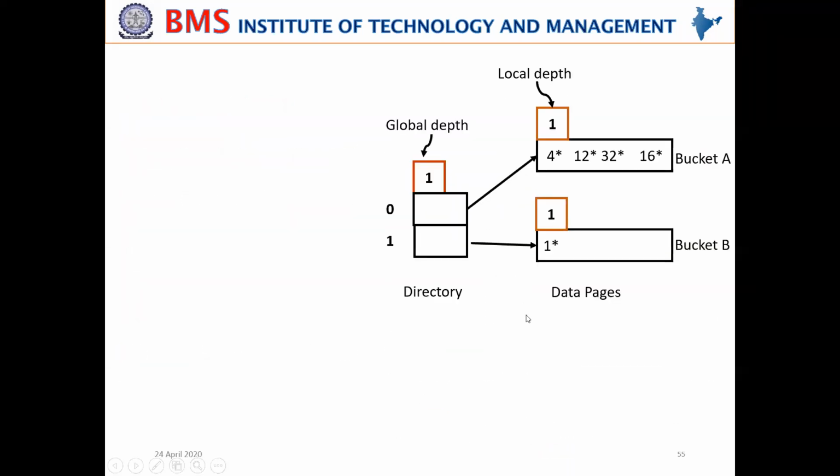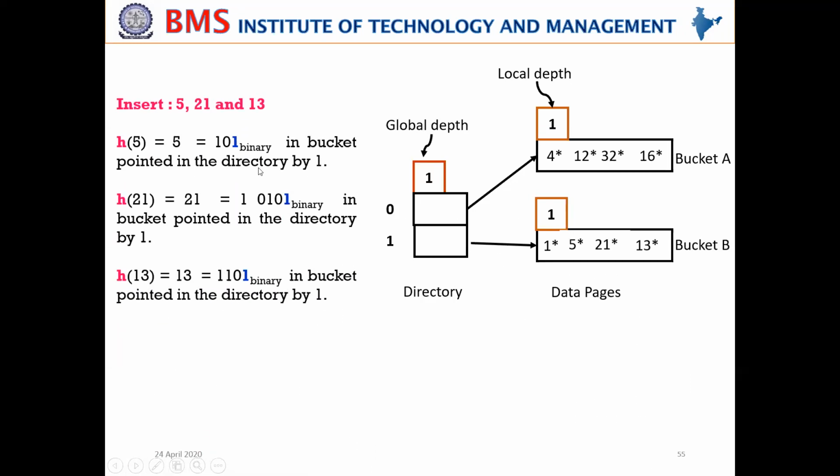Similarly, we'll try to insert a few more elements. See, this is the status of the previous example. Now I want to insert, for example, say 5, 21, 13. So 5 I'm going to give as an input to the hashing algorithm. This is the binary value. Only one digit I'm going to extract, the last one digit. So it points me to bucket B. I'm going to insert 5 here. Similarly with 21, similarly with 13. 13 has moved to bucket D. Correct.